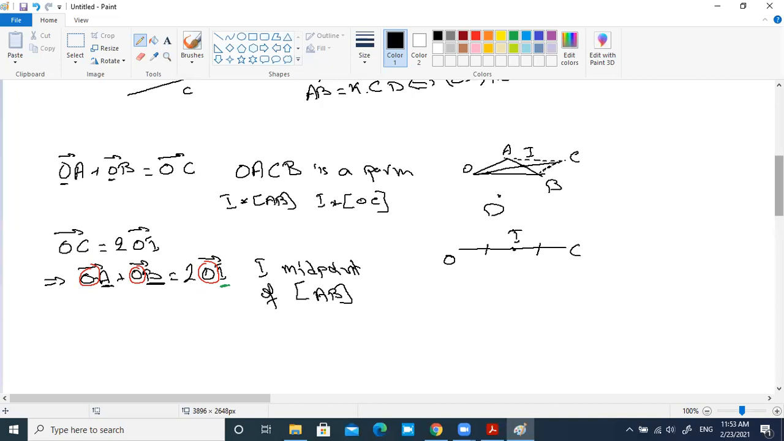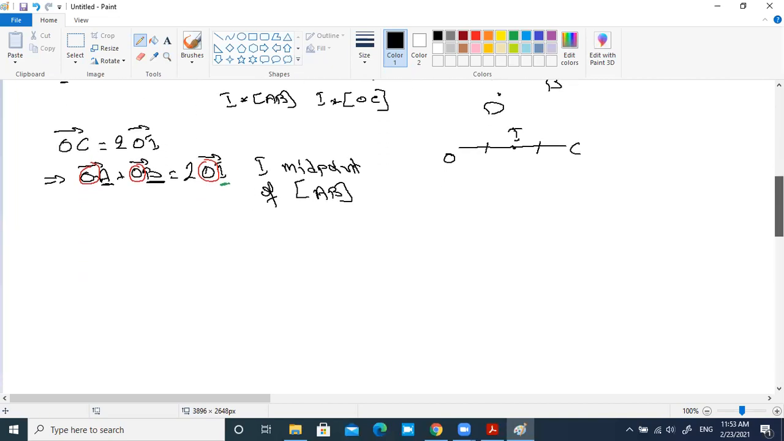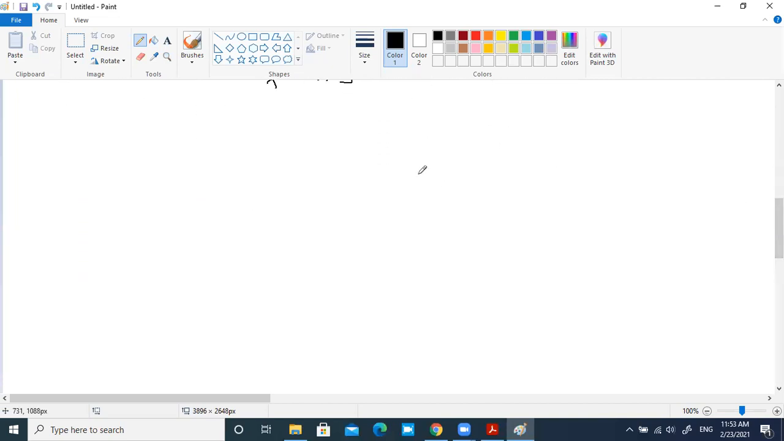The last thing, the center of gravity, or centroid of a triangle.